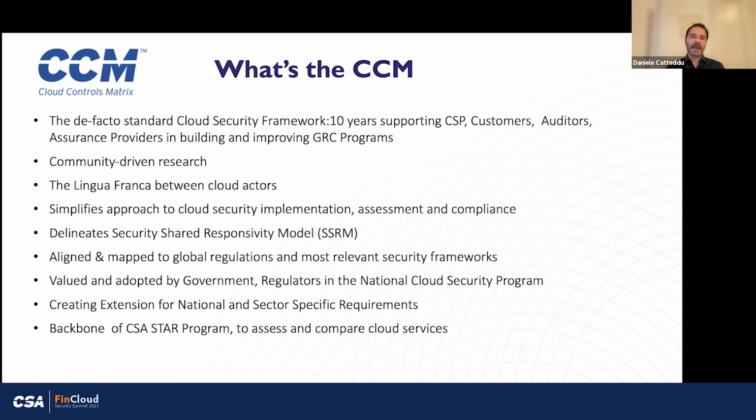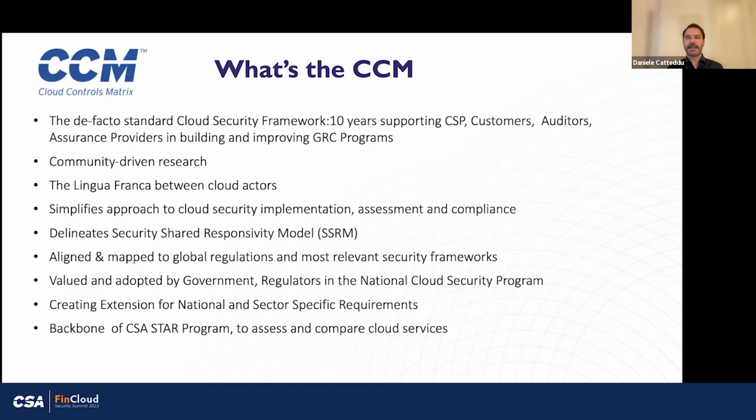One of the byproducts of this mapping with a number of different regulation standards has also been the fact that CSA has started a very strong collaboration with a number of governments, regulators, and national agencies. And just to give you a couple of examples, the STAR program, of which the CCM is really the backbone, has been recently implemented as a mandating assurance program, for instance, in the Italian public administration.